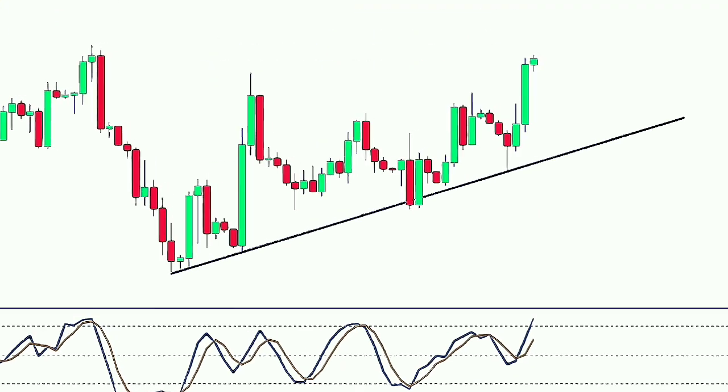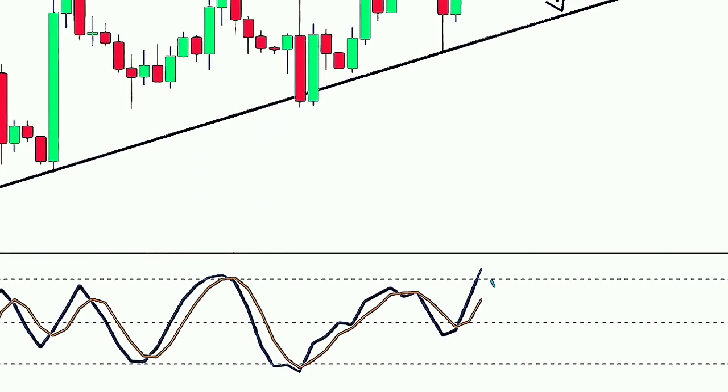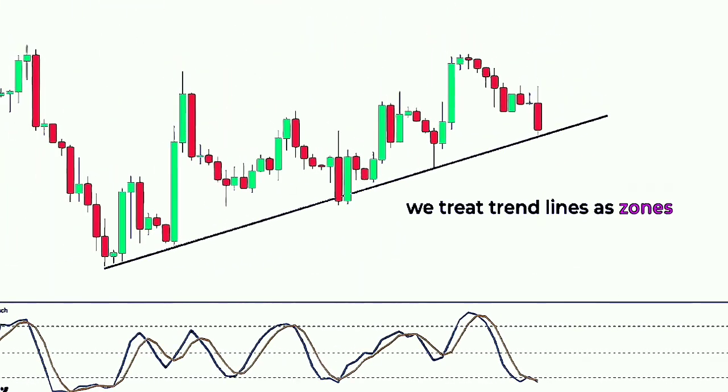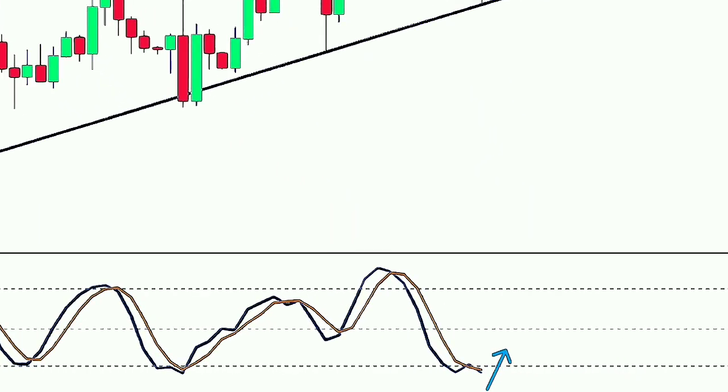So, what I look for is price approaching the trend line. But I also want to make sure that the blue stochastic line crosses into the oversold level, which is this bottom level here. So that would look something like this. But keep in mind, as I mentioned earlier, we treat trend lines as zones instead of fixed lines. This means that price doesn't have to touch the trend line perfectly. As long as it's within the zone of the trend line, while the stochastic crossed oversold, the setup is still valid. For our last entry confirmation, wait for the stochastic line to cross back inside the oversold levels again.